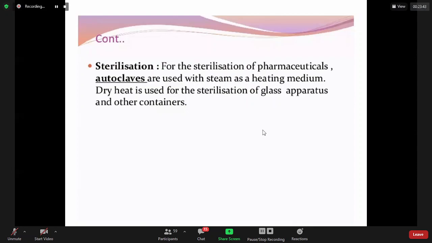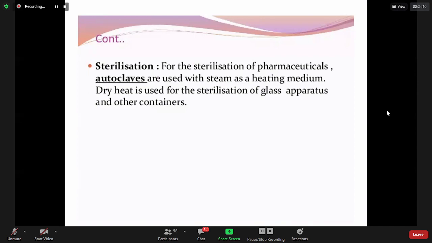Now, also sterilization. Sterilization of pharmaceuticals: autoclaves are used with steam as a heating media. Dry heat is used for sterilization of glass apparatus and other containers. So you can have other containers and then you sterilize them. You have the autoclave, you can put the equipment in, then heat them and sterilize them.